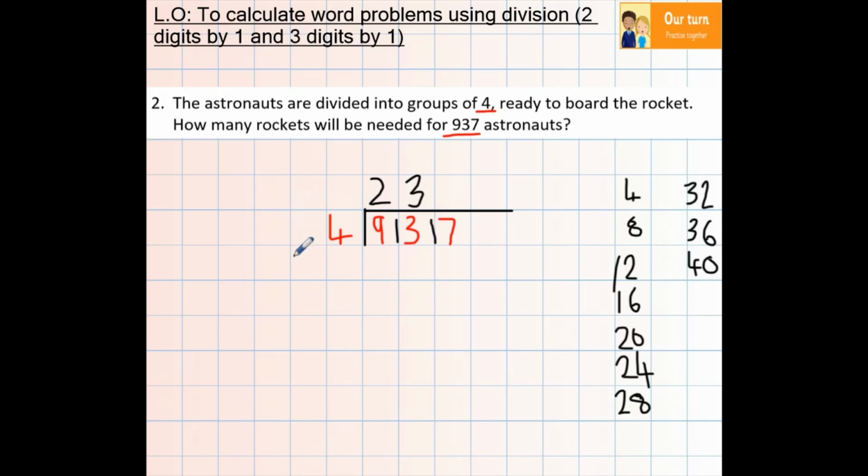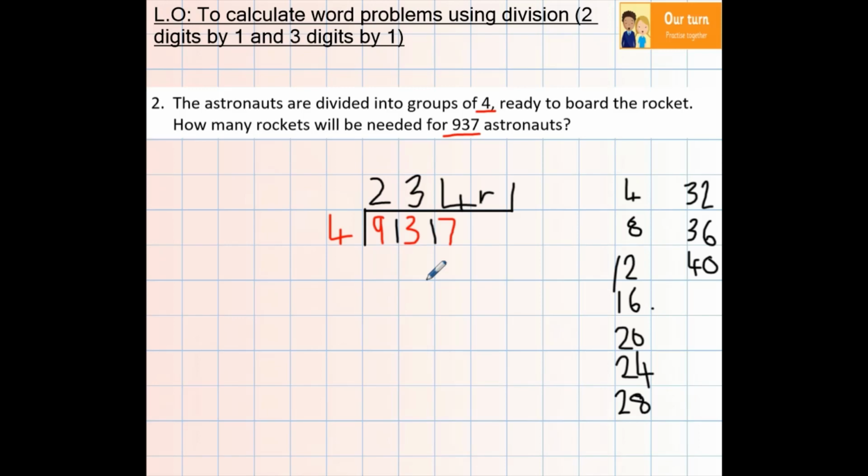Now we are asking ourselves, how many 4's go into 17? Which is the closest we could get to 17? Well, I can see that 16, because we don't want to go past 17. So 1, 2, 3, 4. However, we wanted to get to 17 and we got to 16, so it would be remainder 1.